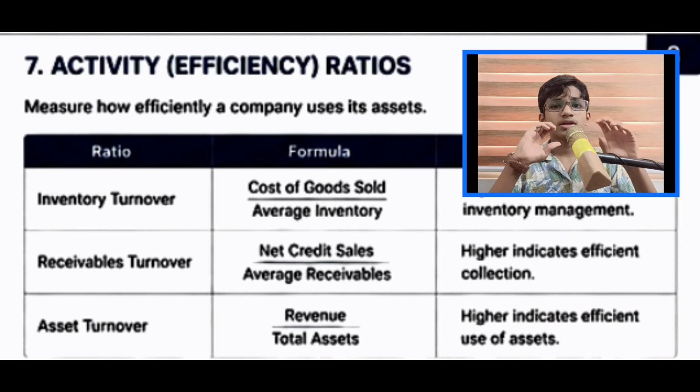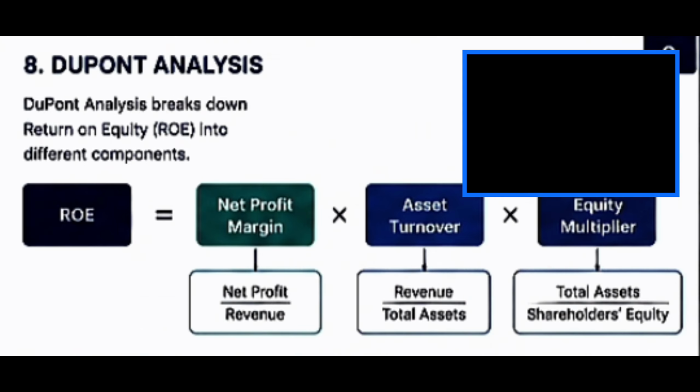Third is the overall asset turnover ratio, calculated as revenue divided by total assets. This tracks a company's raw operational weight. It tells you how many dollars of top line revenue are generated by every single dollar of assets on the balance sheet. DuPont analysis.